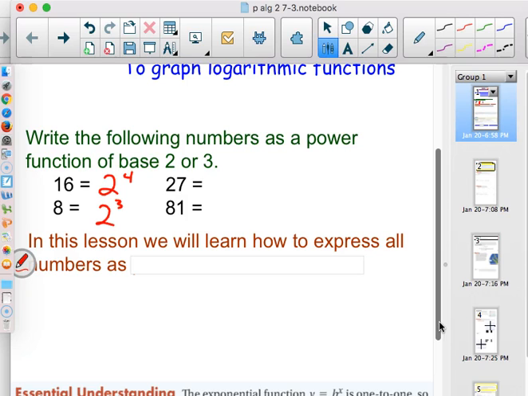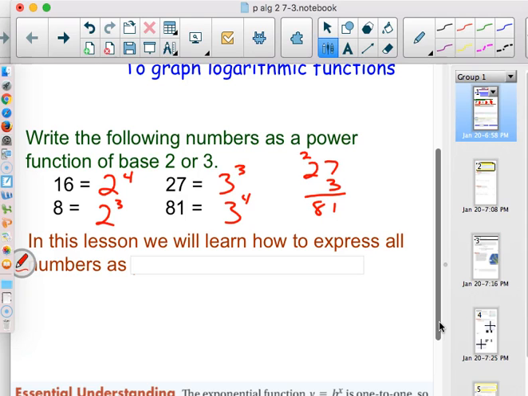Do we raise 2 to a power or 3 to a power to get 27? That's a 3. What power? Third. 81. Do we raise a 2 to something nice to get 81 or do we need a 3? We need a 3. How many 3s? Well, let's check. 27, we already know is 3 to the third. So if we multiply that by 3, there it is. We just needed one more. It's 3 to the fourth.